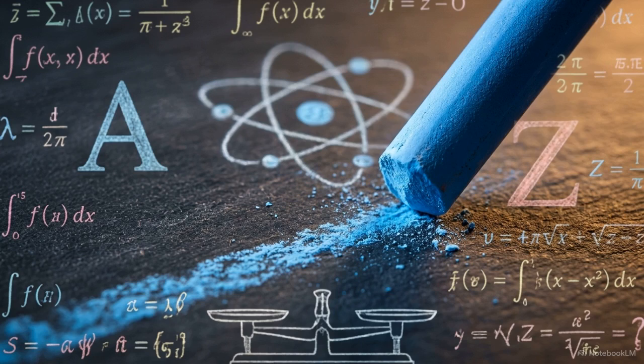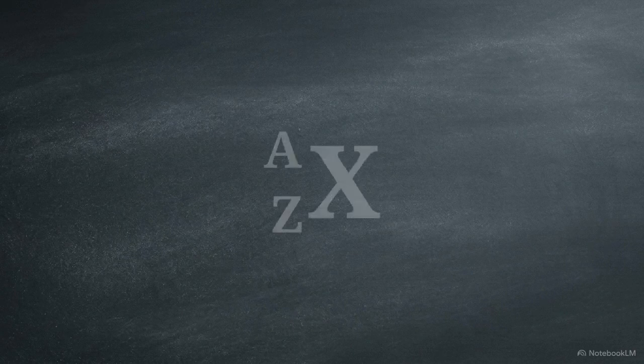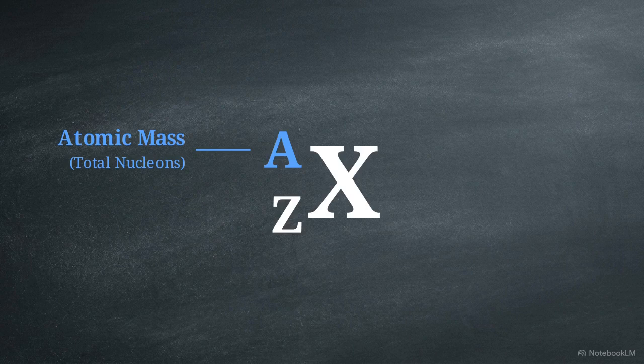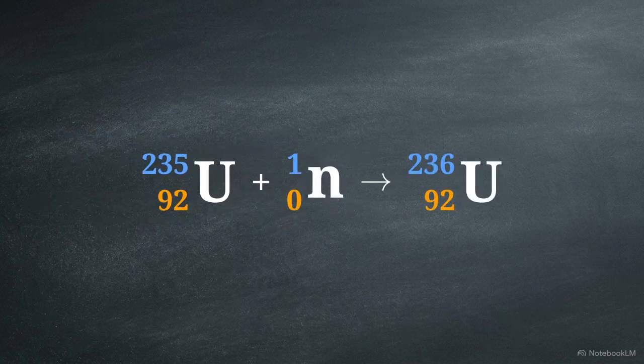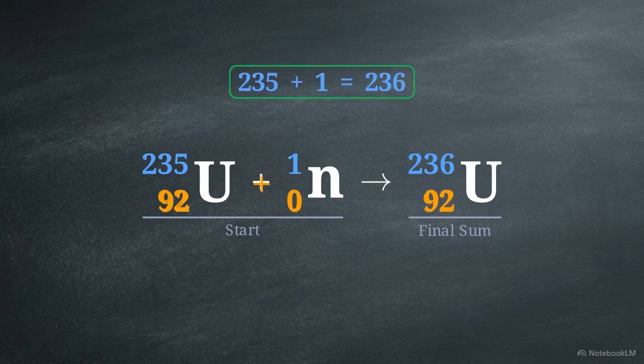Effectively tracking these changes requires identifying how specific particles are reallocated across the reaction. To track this, we use two variables. The top number, A, is atomic mass, representing total nucleons. The bottom number, Z, is atomic number, representing total protons. The fundamental law is conservation. Whatever mass and charge you start with must perfectly equal the final sum.